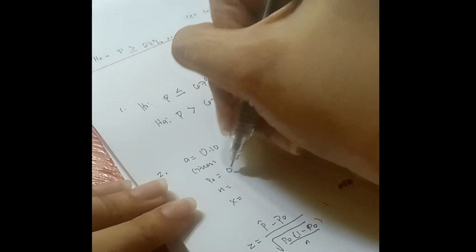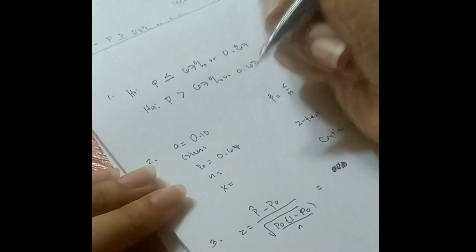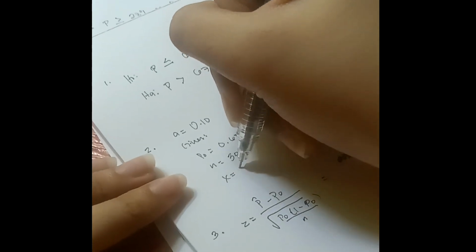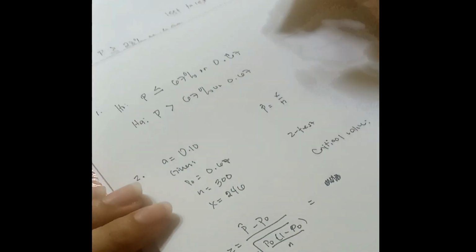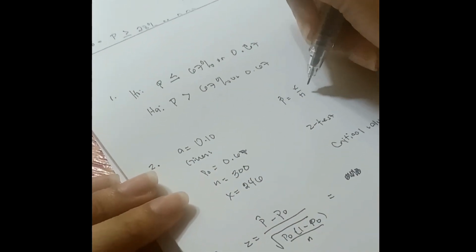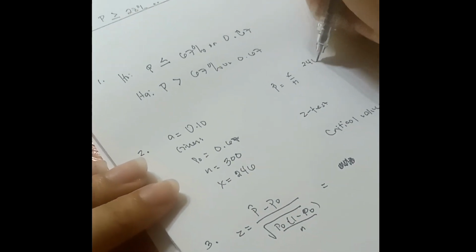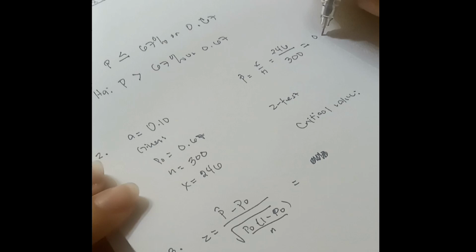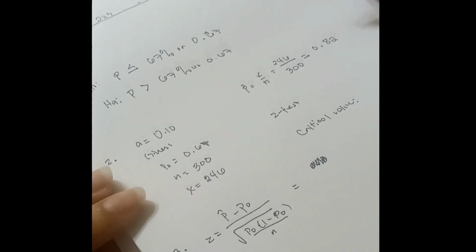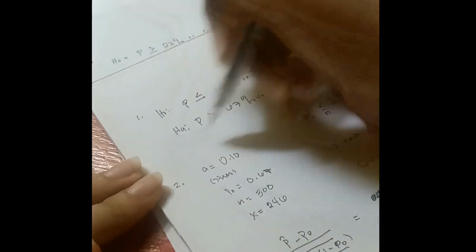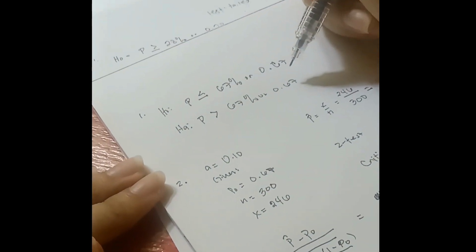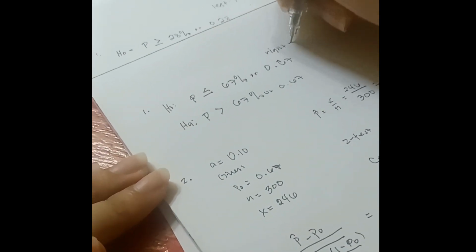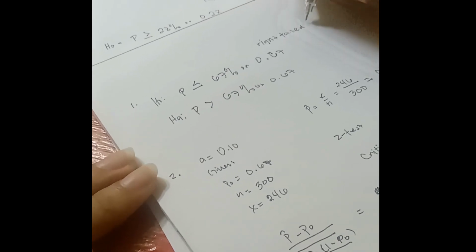So, given P sub 0 is 0.67, N is 300, and X, which is yung nag-respond, is 246. So, solve natin yung P hat. X is divided by N. So, 246 divided by 300. That is 0.82. So, now, itong yung type ng tail test niya, since greater than to, then right-tailed test.